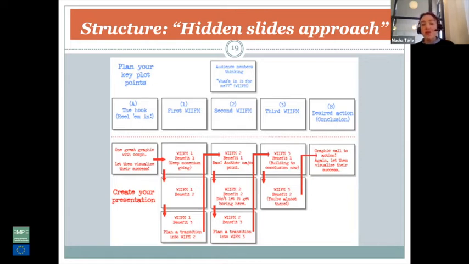Usually I have a script. So whenever I give a training, I have a script. It's basically 20 or 30 pages long. I don't read it, but at least I know what I'm doing. And then I have slides for the audience.